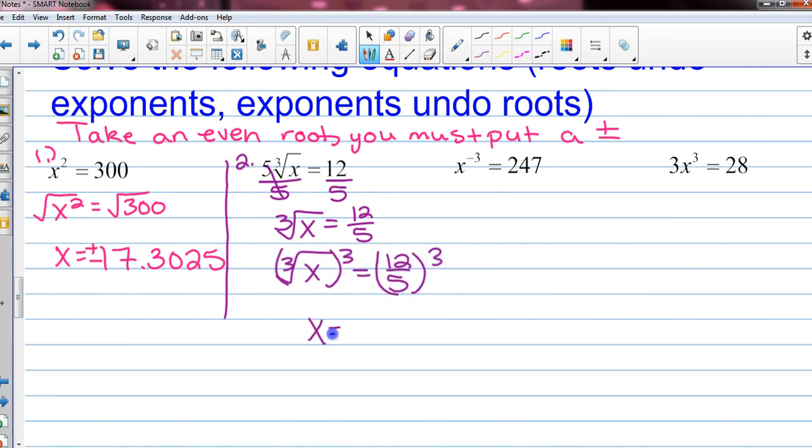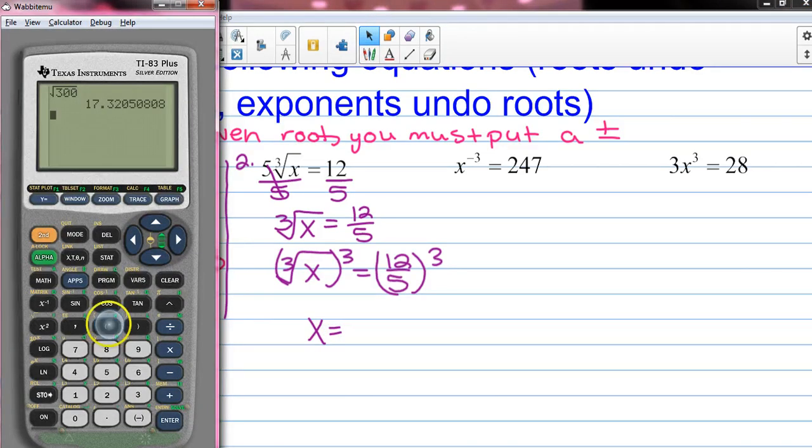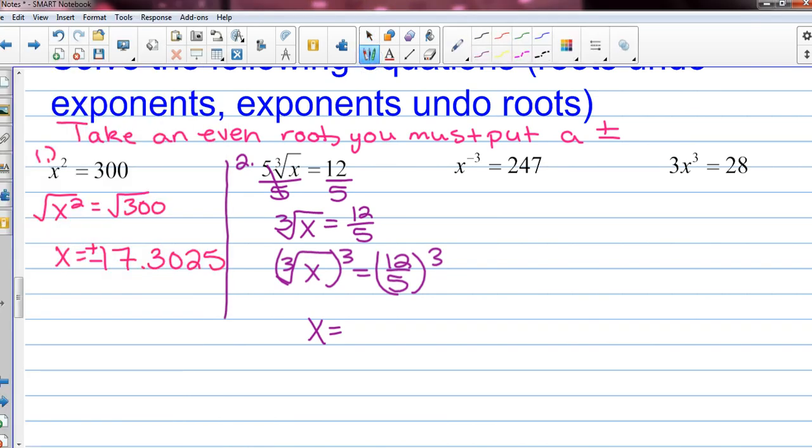And that gives me x equals, and I'm going to do the cube in my calculator. I need to put the fraction in parentheses. So 12 over 5 to the third power. And that gives me 1,728 over 125.